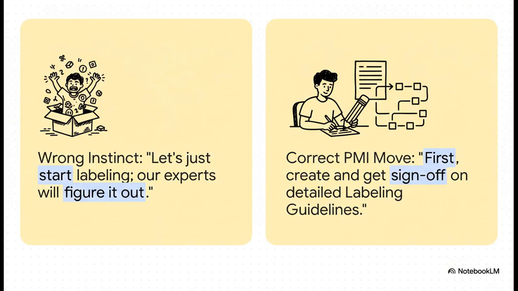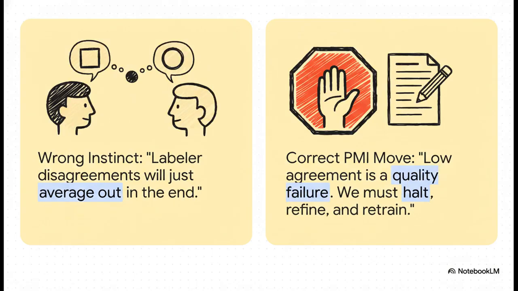The first trap is the pressure to just get started. Your gut might say, let's just throw the data at our experts. They're smart. They'll figure it out. That is the wrong move. The correct PMI way is always process first. You have to create, debate, and get formal sign-off on those labeling guidelines before anyone labels a single piece of data at scale.